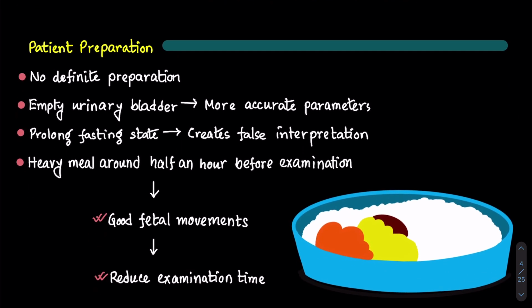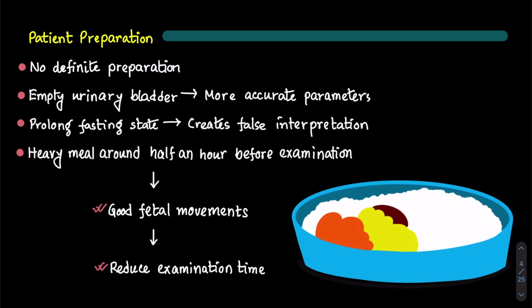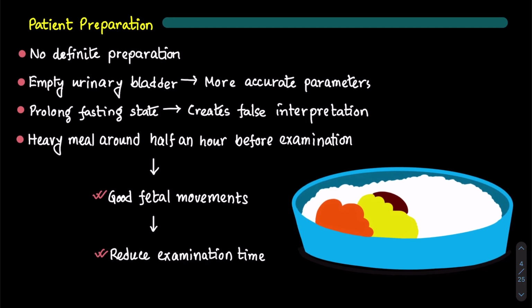No definite preparation is needed for biophysical profile. Empty urinary bladder will help measure parameters more accurately. Prolonged fasting state may create false interpretation. A heavy meal before examination will help see fetal movements more easily. This will also reduce examination time.